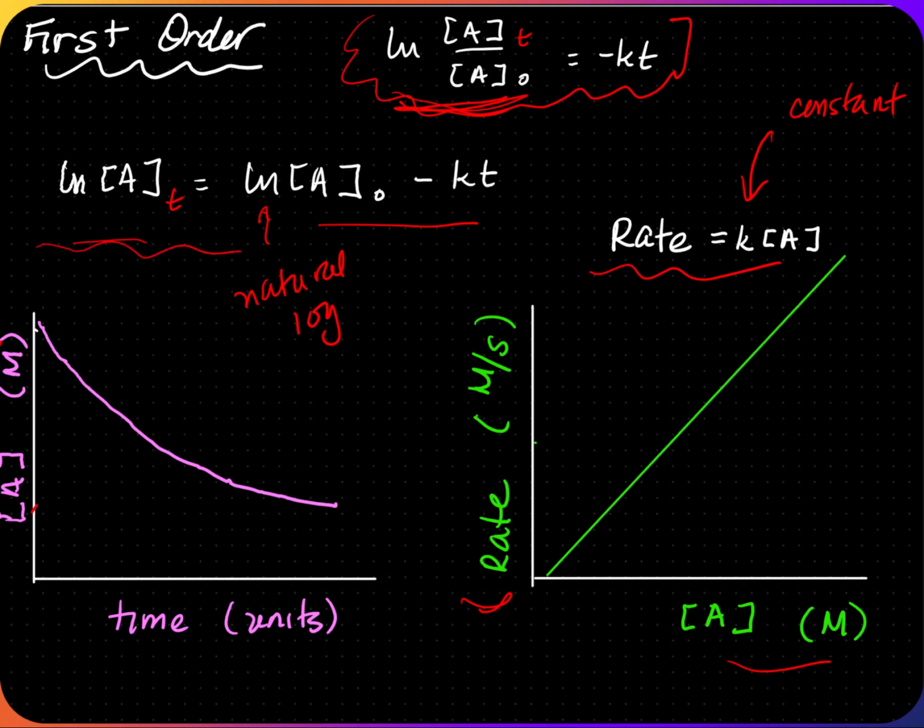So when I plot the concentration of A in molars versus time in some unit, you will get an exponential decay curve. Why? Whatever amount we have, we can't have more of it. As time goes by, it's going to decrease exponentially.